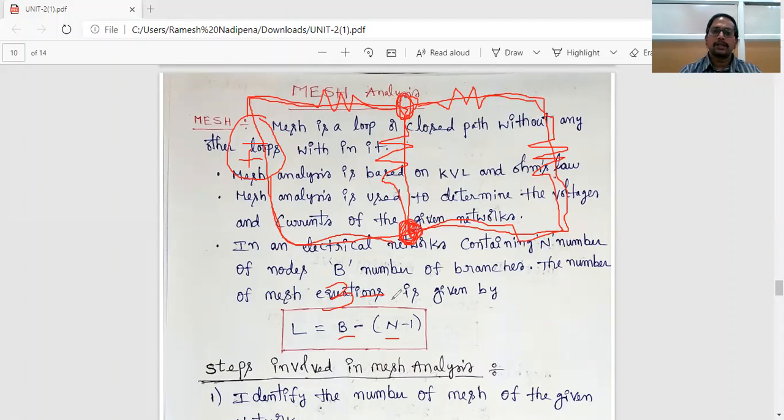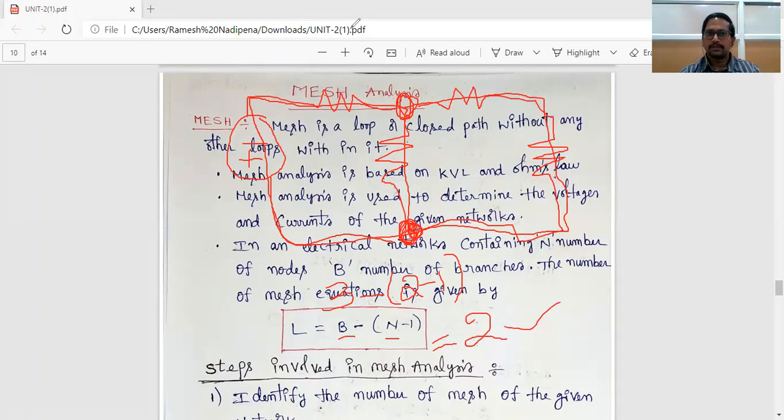So now substitute the 2 nodes. b minus (n minus 1) means 3 minus (2 minus 1). 2 minus 1 is 1, and 3 minus 1 is 2. So the number of mesh equations is 2. L denotes the number of mesh equations. So the number of mesh equations is equal to 2. This is the explanation for this point, right?